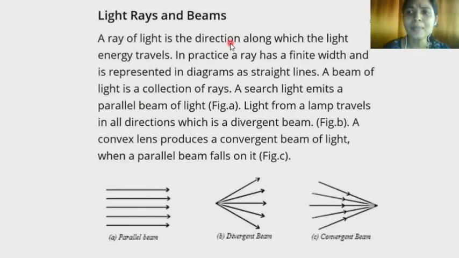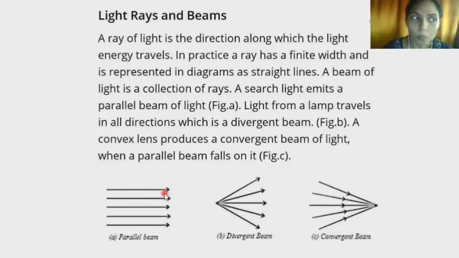In most parts of this lesson, we learn about rays. So what do you mean by a ray? And what is the difference between a ray and a beam? A ray is a straight line with an arrow mark, which shows the direction of light. Why do we need the direction of light?